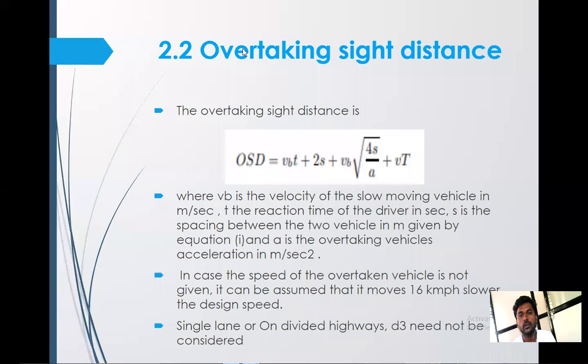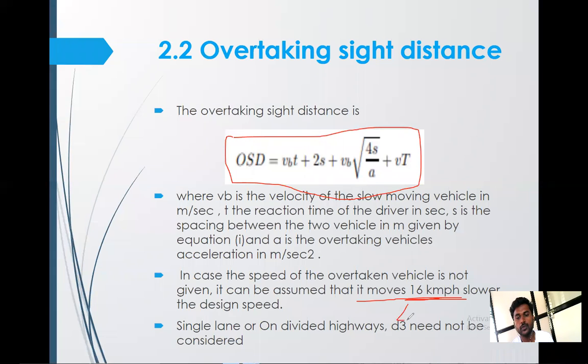Suppose the velocity of the fast moving vehicle is given and the velocity of the slow moving vehicle is not given, then it is assumed that the velocity of the slow moving vehicle is 16 kilometer per hour less than the fast moving vehicle. That is, the slow moving velocity is equal to fast moving velocity minus 16 kmph, if the velocities are given in kilometer per hour.